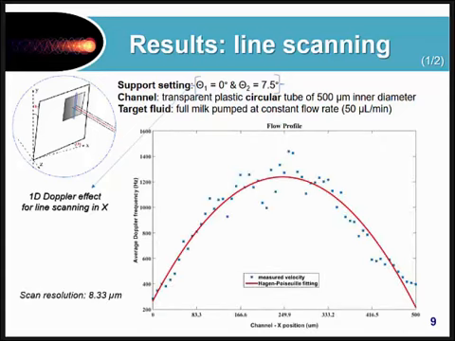As you can see in the results, we have here the average Doppler frequency across each position of the diameter of the microchannel. According to the fitting curve, we can see that our measurement is validated, respecting the Cauchy law. The scanning resolution is around 80 micrometers.